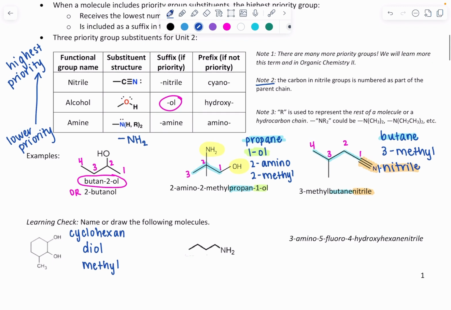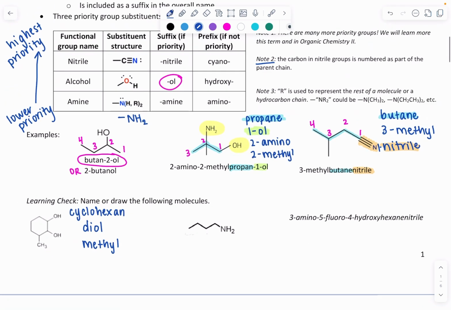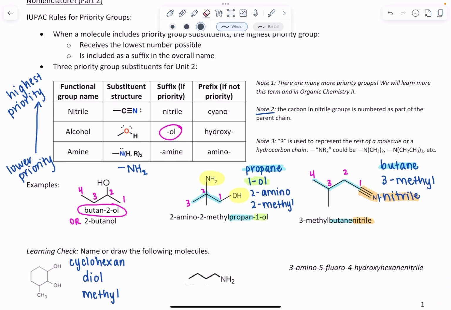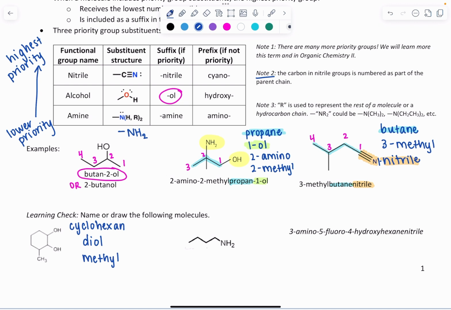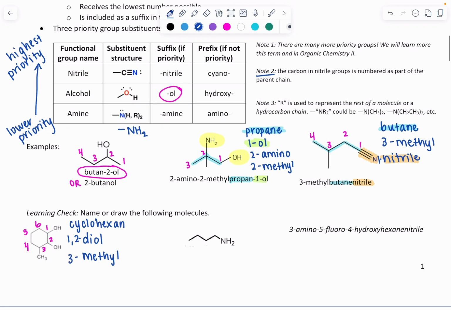Now all we need is the numbers. We need to give priority groups the lowest number possible. And we have lots of locations where we potentially could start numbering in a ring, but we want lowest numbers overall and especially low numbers for the priority groups. So this will be 1, 2, and 3. So we have 1, 2, diol, and 3 methyl.